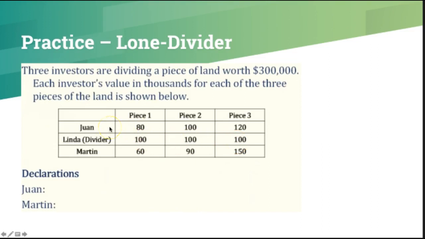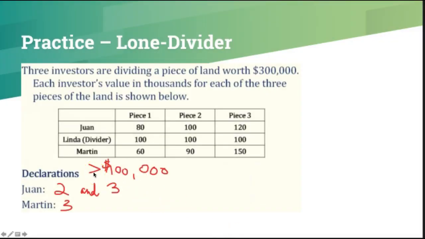Taking a look at what Juan and Martin have, on piece 2 Juan put 100, but Martin put 90. On piece 3, Juan put 120, and Martin put 150. But they both had a pretty low value on piece 1, meaning that they really didn't want piece 1. So it's pretty safe to say Linda's going to get piece 1 because she didn't really care and she thought that they were all three worth the same amount anyway.